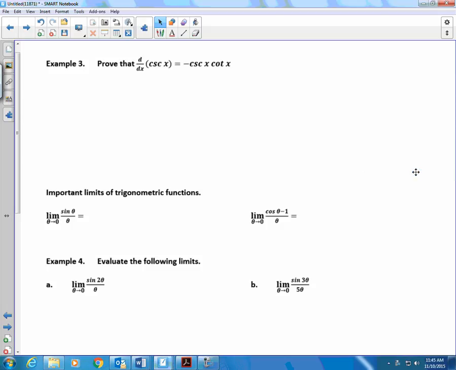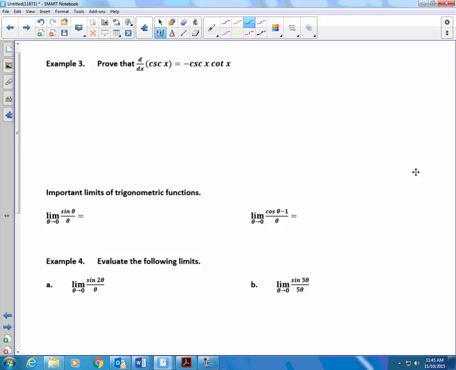Okay, so we have two objectives today. One, we want to do a proof of another trigonometric function and its derivative, and then we want to look at some very important trigonometric limits. And I'll end the trig stuff for a little bit here. We'll see some more in the next section, but yeah, some good practice.